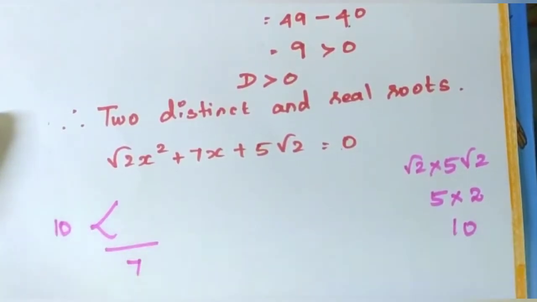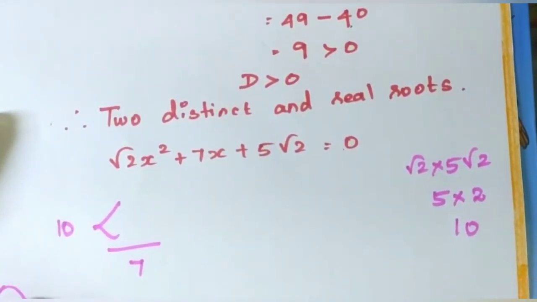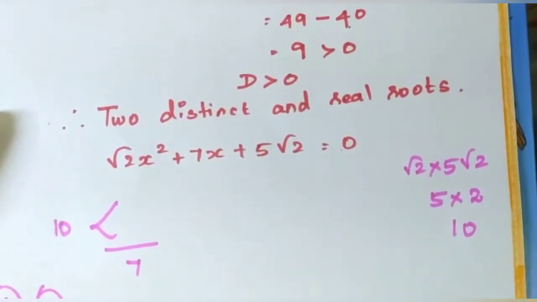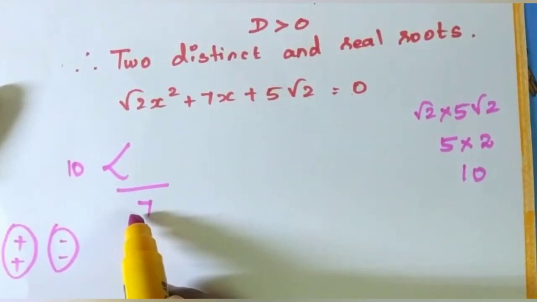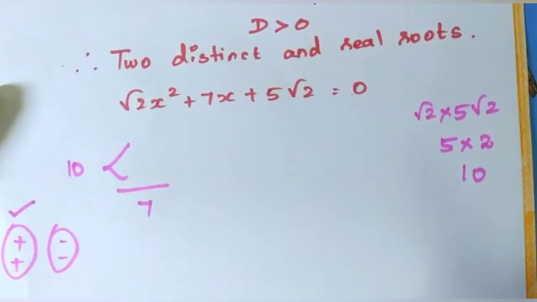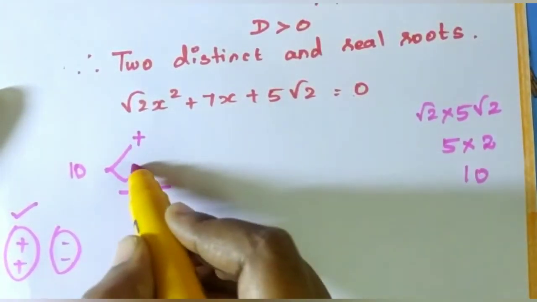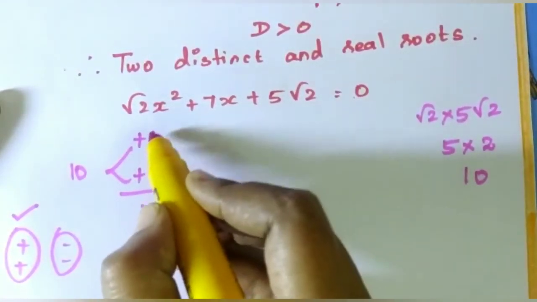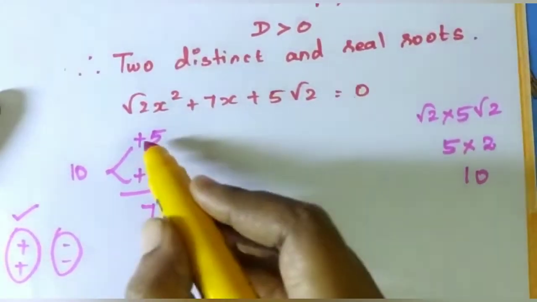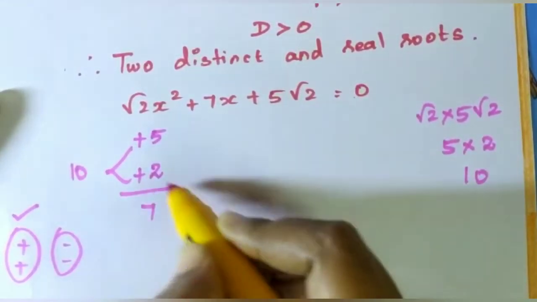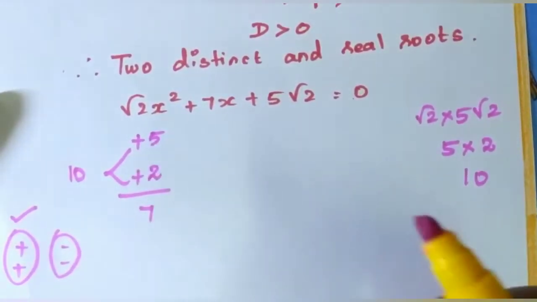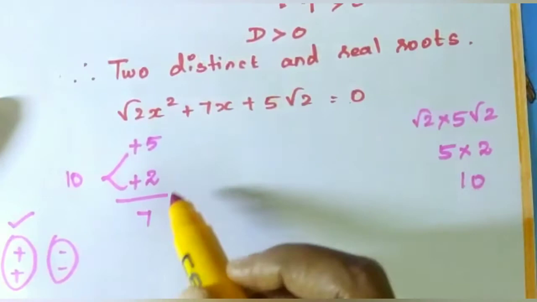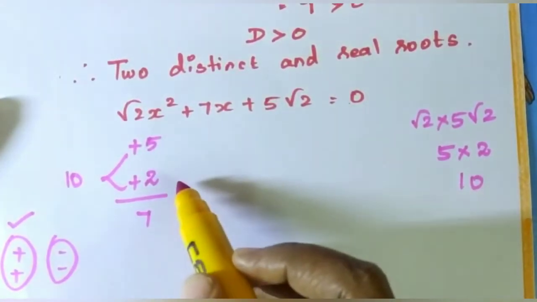We have a positive value, so we will have two options. One must be positive and positive, and another must be negative and negative. Since we have a positive sign here, we have to choose this one. So positive, positive. 5 2s are 10. Shall we check whether we are getting plus 7? Both are positive, and 5 plus 2 is 7. Straight away we can write the answer x plus 5 and x plus 2.